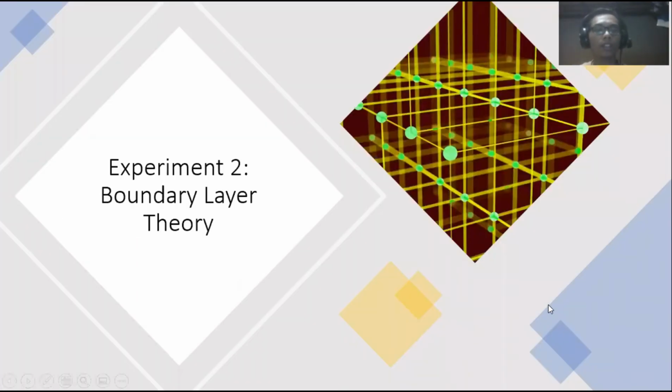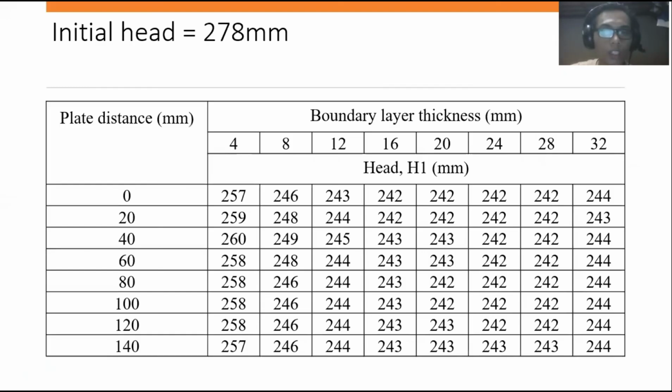For the second experiment, we do boundary layer theory. So this is the data that has been given to us. For the initial height, it is 278 millimeter. We have been given the plate distance from 0 until 140. So this is the height. The boundary layer thickness also starts from 4 until 32.